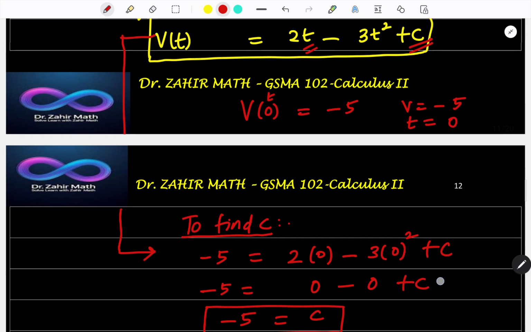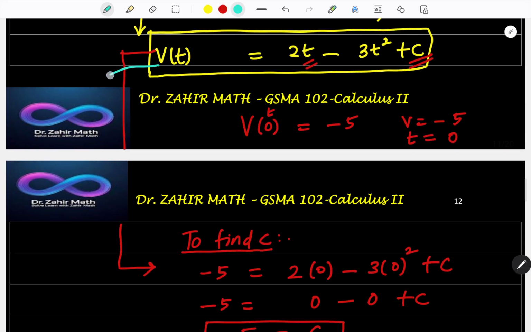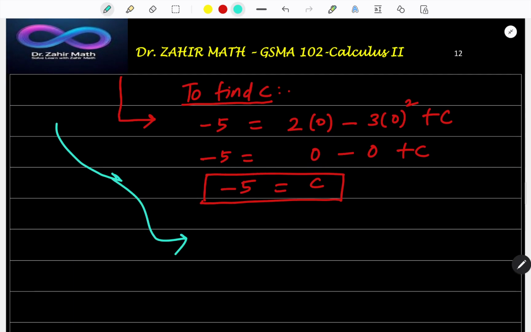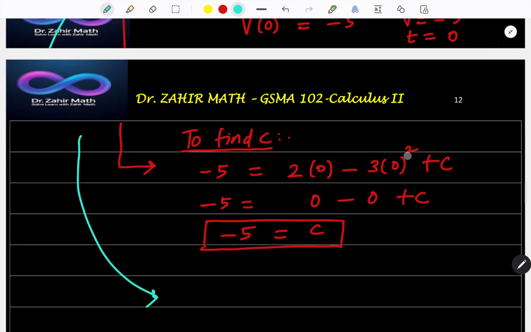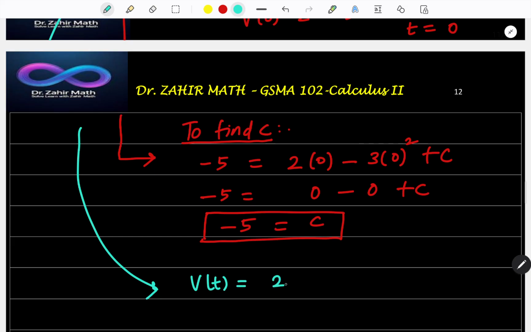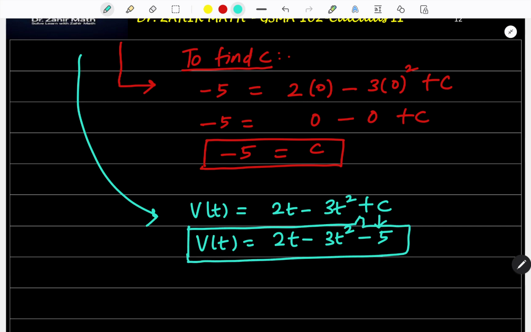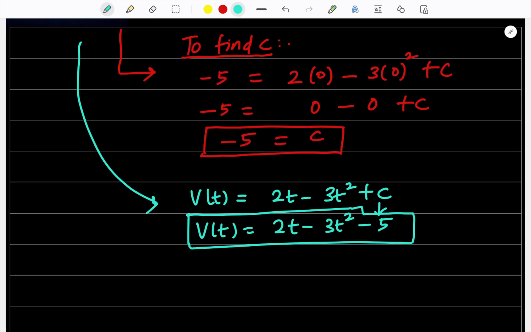Once you get the constant, keep in your mind, you have to go back to your equation. You have to go back to your equation and put the value of C, right? So now V of t is equal to 2t minus 3t square plus C. C is how much? V of t equals 2t minus 3t square minus 5, because C is minus 5. Okay, right. Let me make this box clear. Is this your answer? No. This is what? V of t.